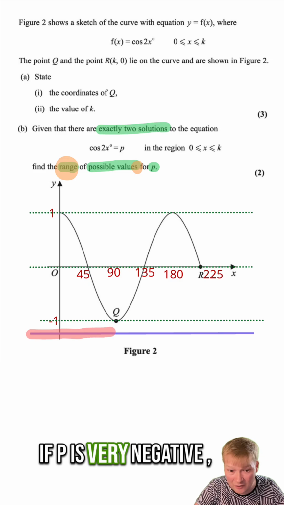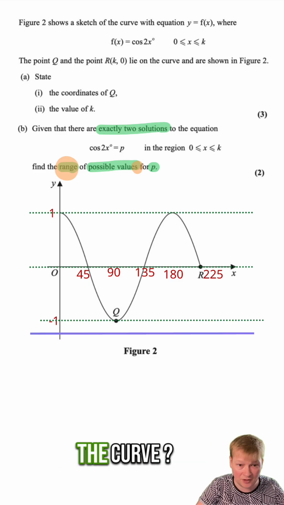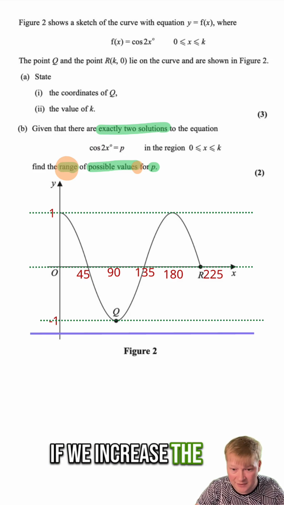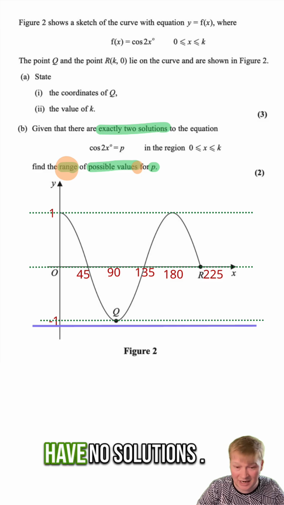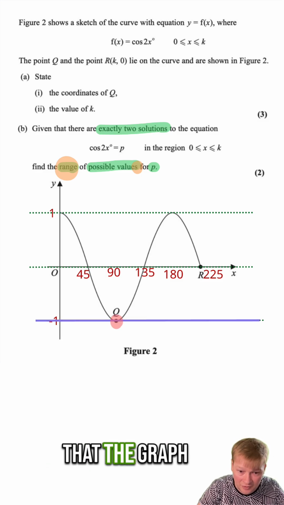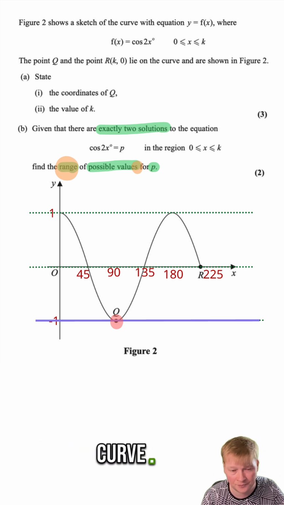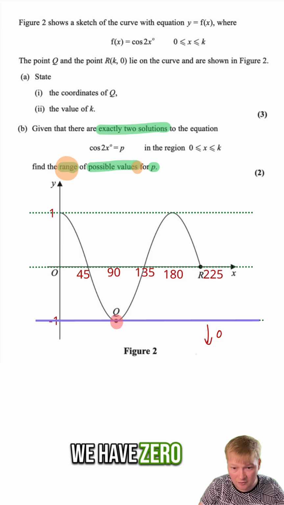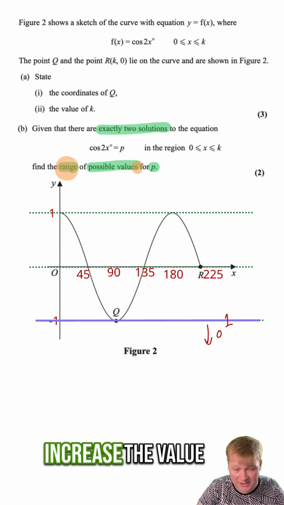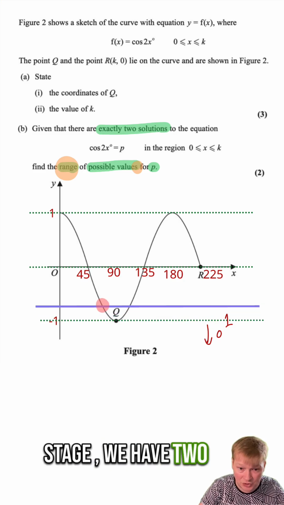If p is very negative, then our line would be somewhere down here. And is the line intersecting with the curve? No. So we'd have no solutions to this equation. If we increase the value of p, up to a point we still have no solutions, but as soon as we reach p equals -1, we see that the graph intercepts exactly once, just touching the curve. It's a tangent to the curve. So below -1 we have 0 solutions. At -1 we in fact have 1 solution. What happens if we increase the value of p further? Well, we see that if we increase it further, at this stage we have 2 solutions.